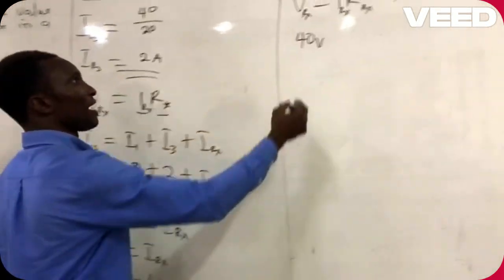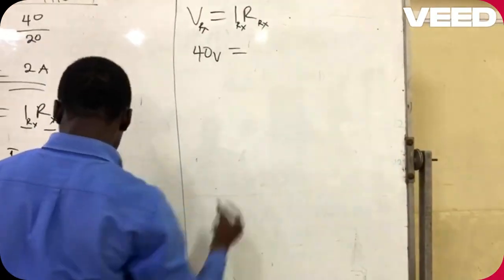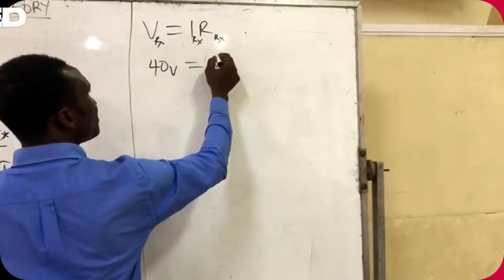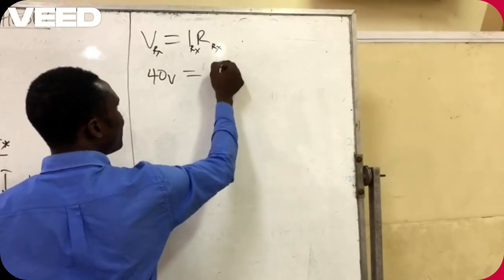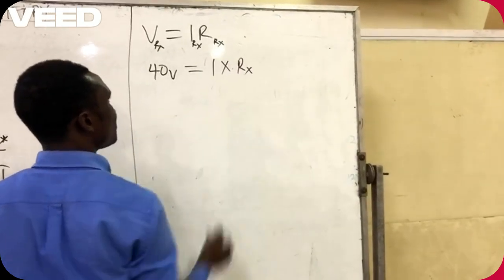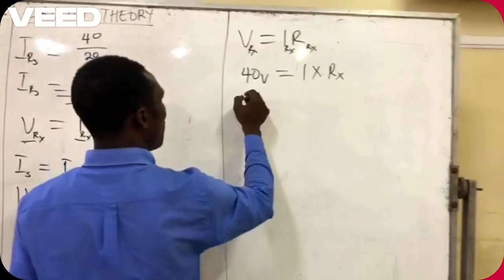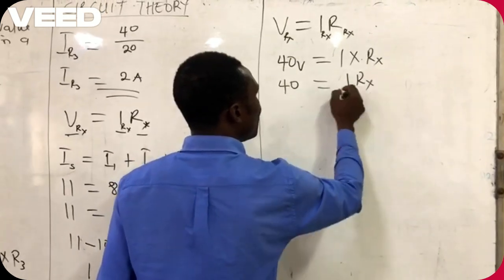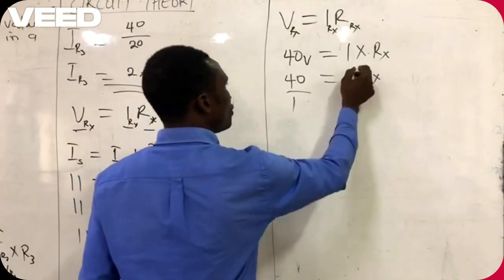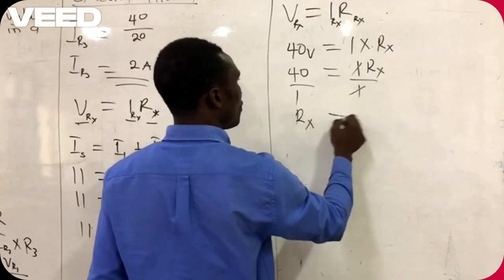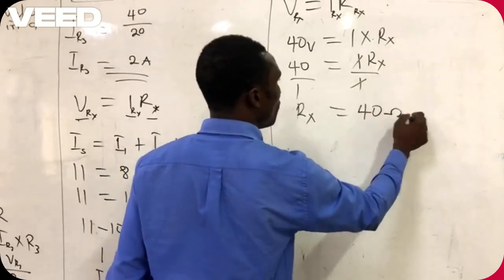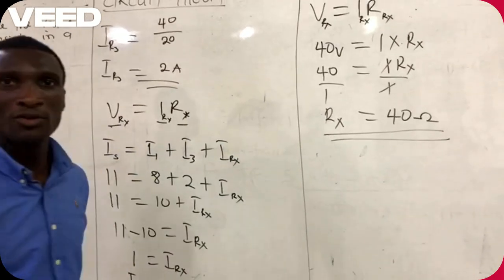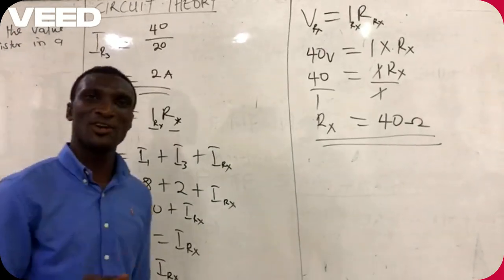So now we come back. IRX is 1 amp, we found it here. So 1 times Rx. When you multiply, you have 40 is equal to 1 Rx. Divide both sides by 1. So Rx is equal to 40 ohms. This will be the value of the unknown resistor. See you in the next class.